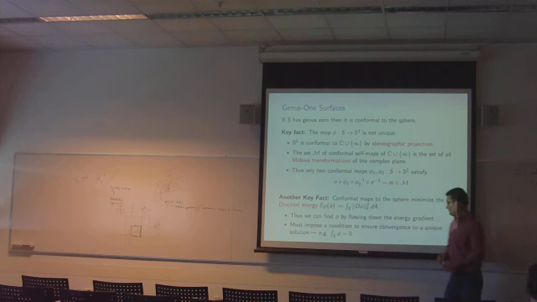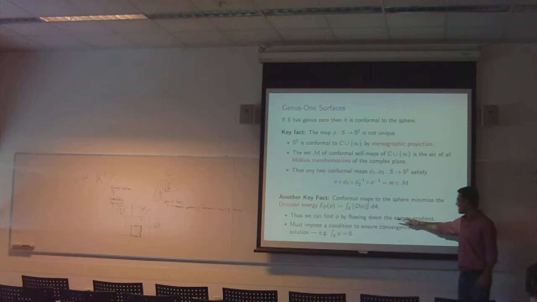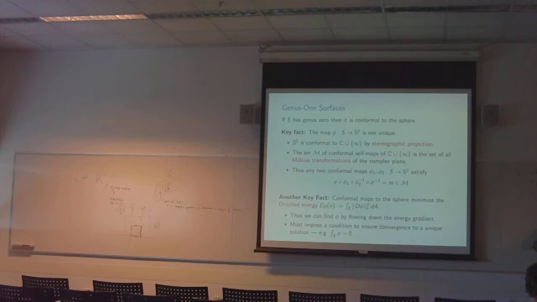As a result, one way in mathematics you can prove the existence of a conformal map in the first place is by viewing this energy as a gradient on a space of maps, and flowing down the gradient until you find a minimum.